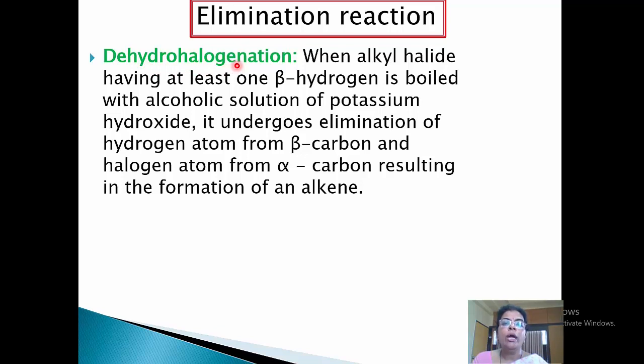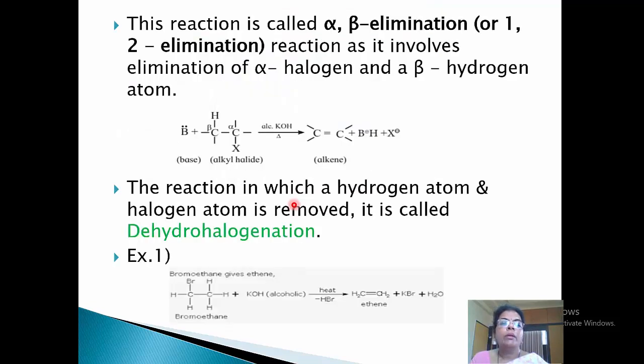It is called dehydrohalogenation reaction. When alkyl halide having at least one beta hydrogen is boiled with alcoholic solution of potassium hydroxide, it undergoes elimination of hydrogen atom from beta carbon atom and halogen atom from alpha carbon, resulting in the formation of alkene. Now we are going to see what is meant by alpha carbon atom and beta carbon atom. Now look here, this example of alkyl halide.